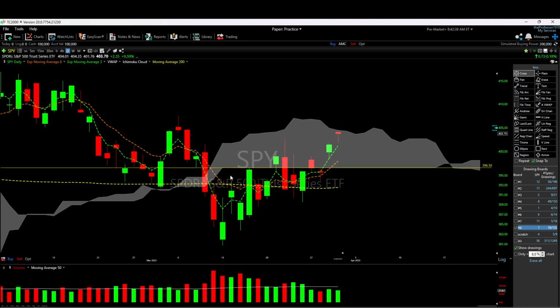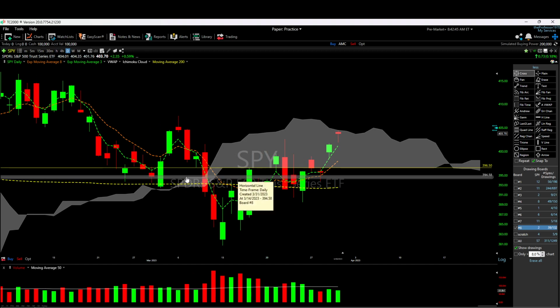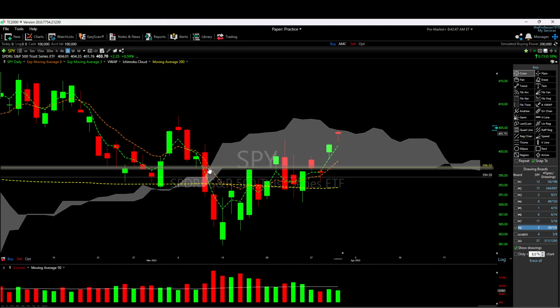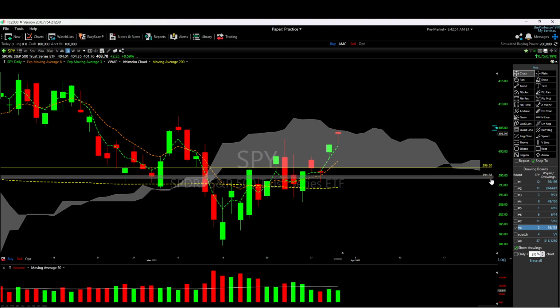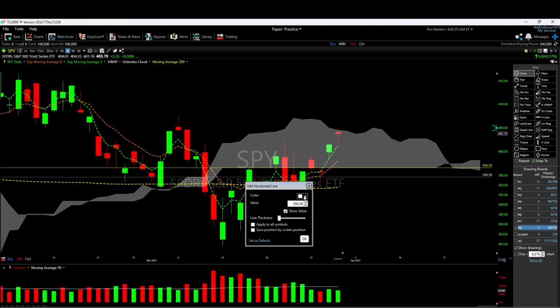Then my next line down is going to be a blue line right at this mark right here. This is all flat in between. So there's a nice gap between 396.50 and 394.58, and we're going to mark that with a blue line. I'm going to draw all my blue lines, so I'm going to set that as my default.